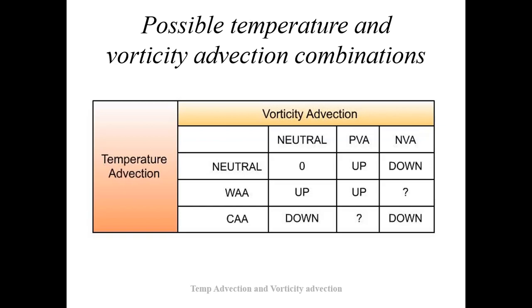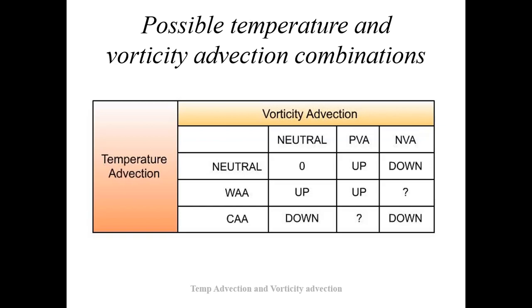All right. Now what happens if you have warm air advection? I'm in the second row there. If I have WAA, warm air advection, and neutral vorticity advection, I'm going to have upward rising air motion. If I have warm air advection and positive vorticity advection, PVA, I'm also going to have upward vertical motion. But if I have warm air advection and negative vorticity advection, then what's going to happen, right? In this case, we really don't know what the overall vertical motion is going to be.